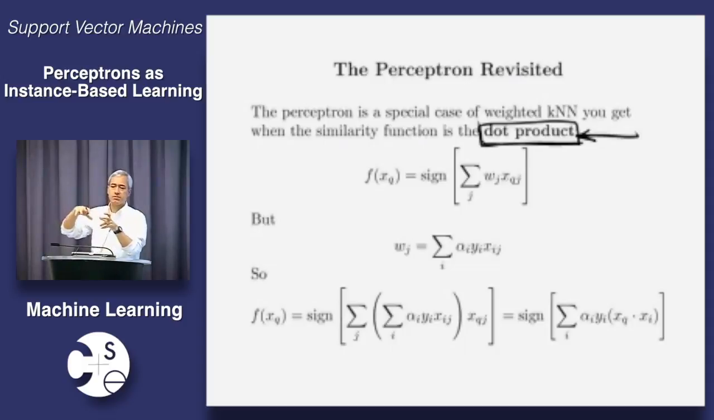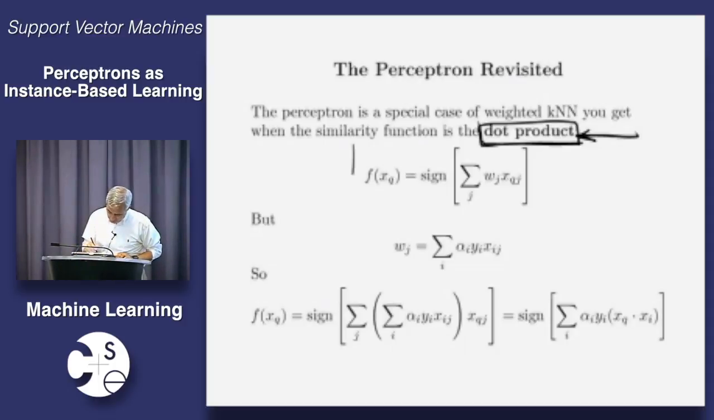Let's start from the perceptron, and then see how this can come about. So my claim is the perceptron is just k-nearest neighbor with dot product as the similarity measure. So that's the claim. Now let's see why that claim is true.